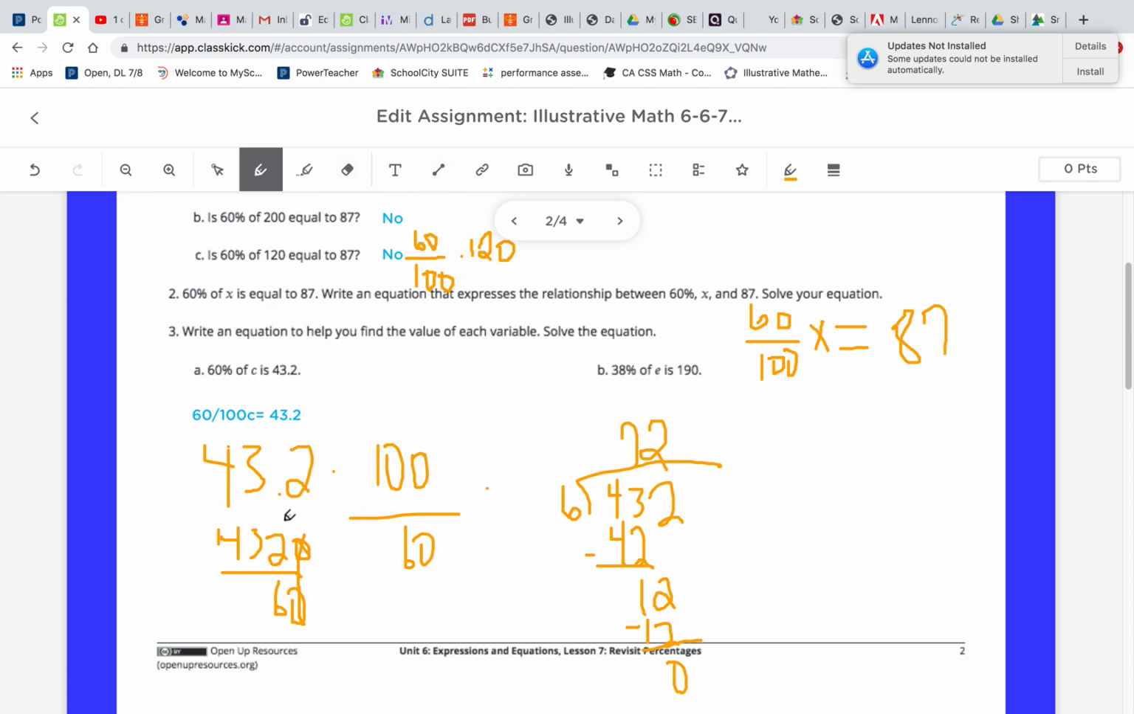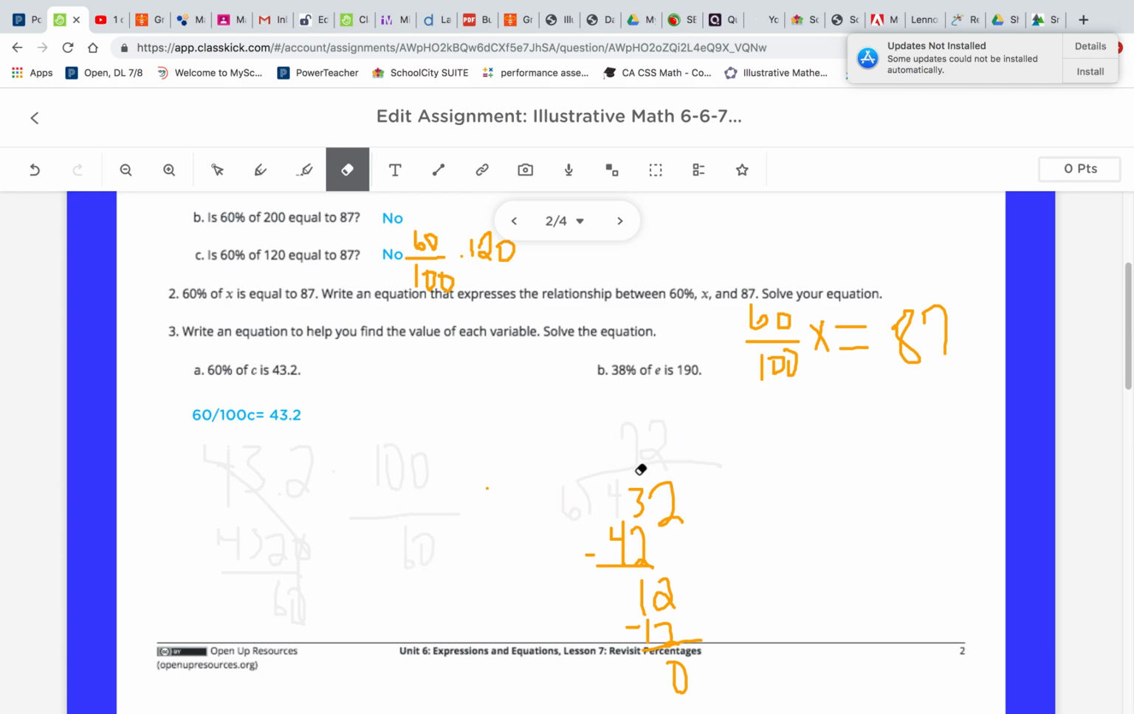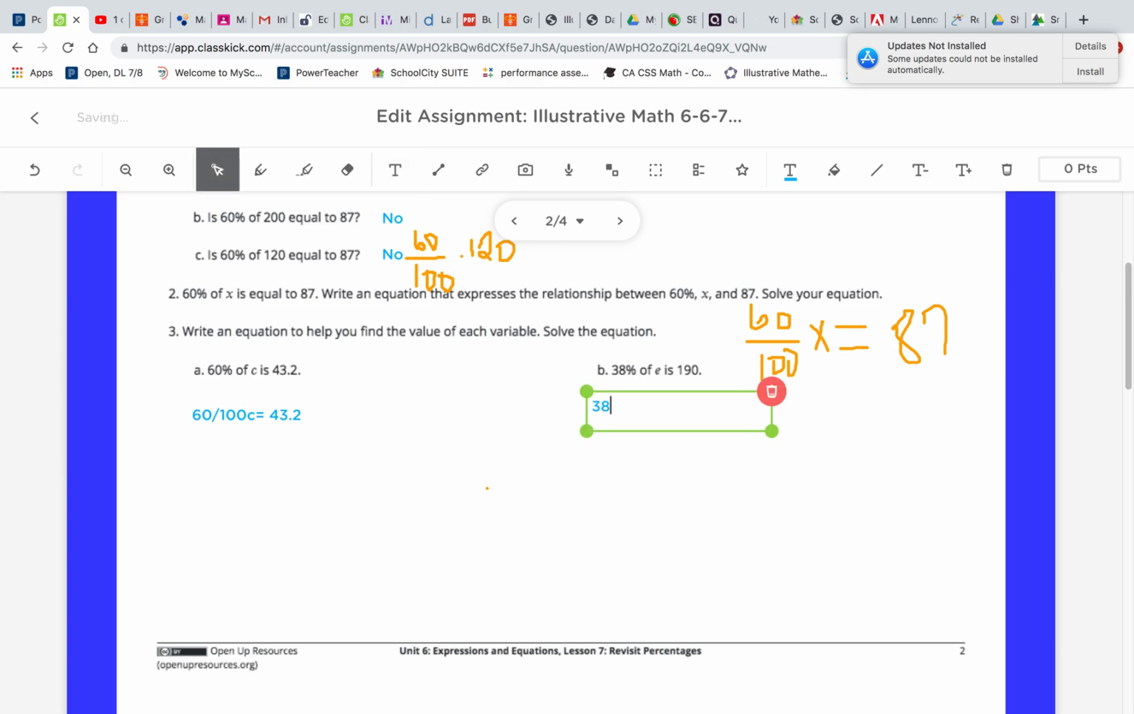All right, let's erase that and let's get on to the, oops, wrong button. Let's get on to the next part, part B. It says 38% of E is 190. So you want to first get that equation written out. And so 38% of E equals 190. So let's go ahead and write that out. And 38% is 38 out of 100, right? And then E, I put the E right next to it because it's multiplying, equals 190.